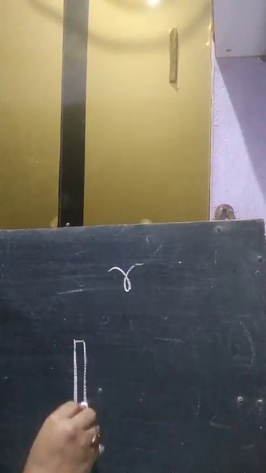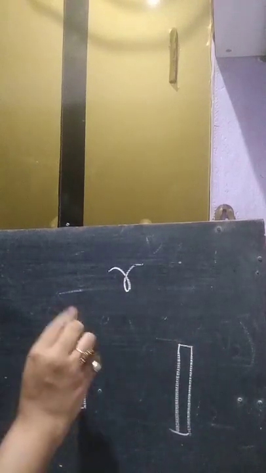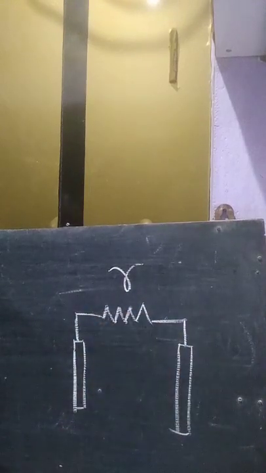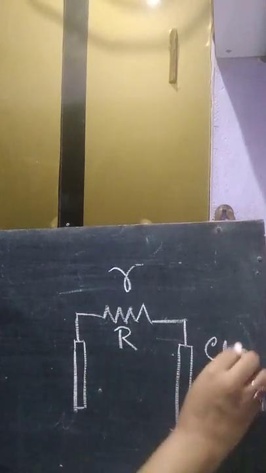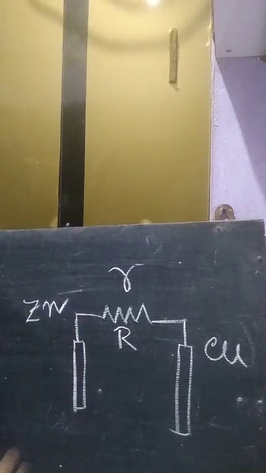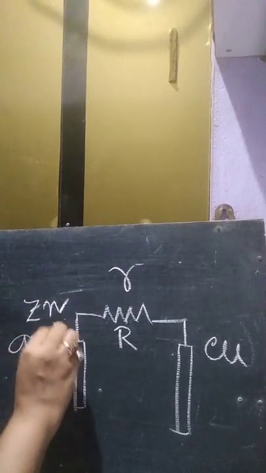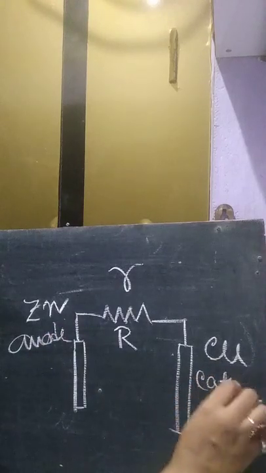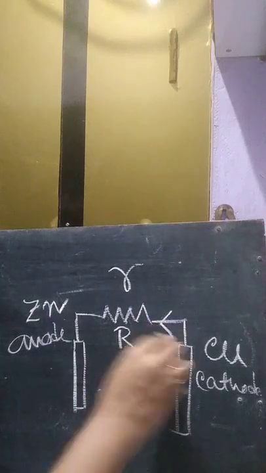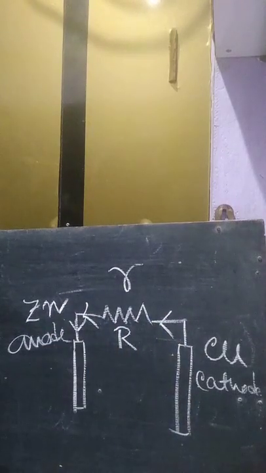Suppose this is one cell and this is another cell. These two are being connected by an external resistance capital R. Clear? And this is, suppose, the copper cathode and this is the zinc anode. Zinc anode, copper cathode. Clear? Now from cathode to anode the current will flow like this.